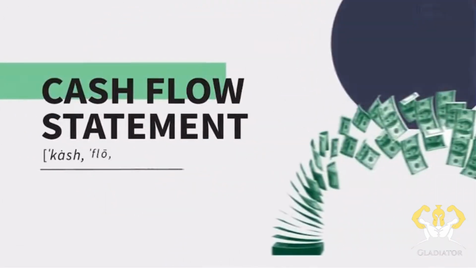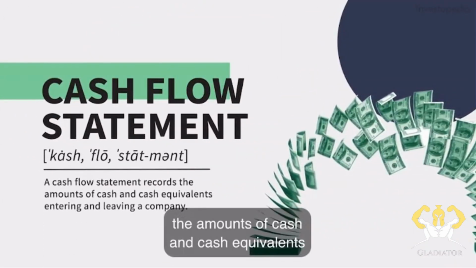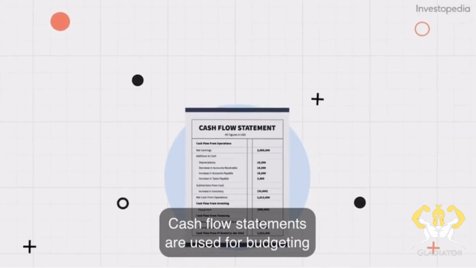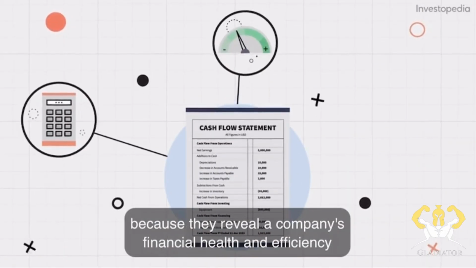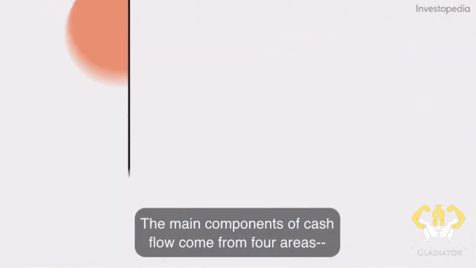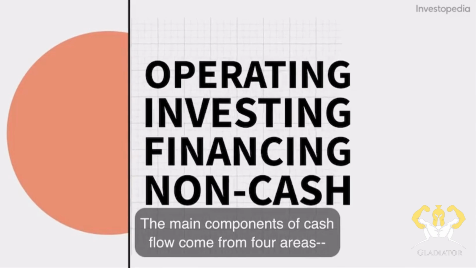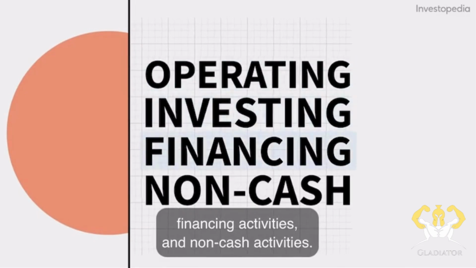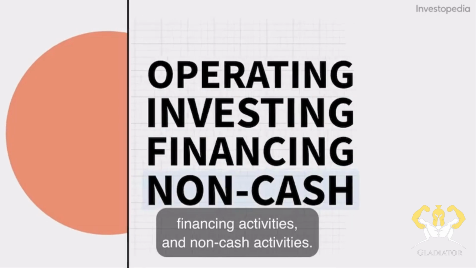A cash flow statement records the amounts of cash and cash equivalents entering and leaving a company. Cash flow statements are used for budgeting because they reveal a company's financial health and efficiency and predict future cash flow. The main components of cash flow come from 4 areas: operating activities, investing activities, financing activities, and non-cash activities.